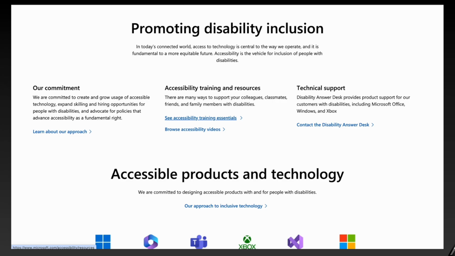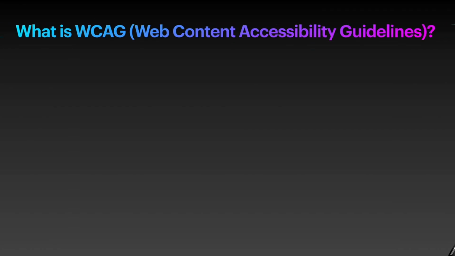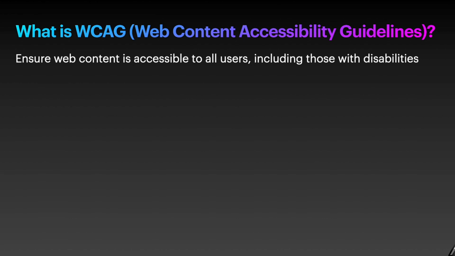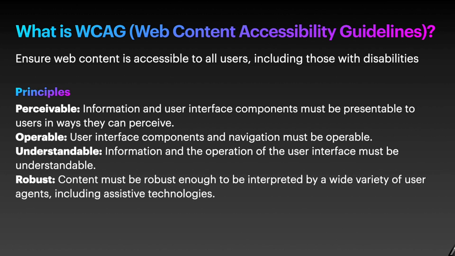We have got what and why, and before we dive into how, we need to look into WCAG, or Web Content Accessibility Guidelines. Web Content Accessibility Guidelines is a set of guidelines aimed at ensuring web content is accessible to all users. These guidelines are designed around four key principles. Perceivable. This means that information and user interface components must be presented in a way that users can perceive, such as alternative text for non-text content.